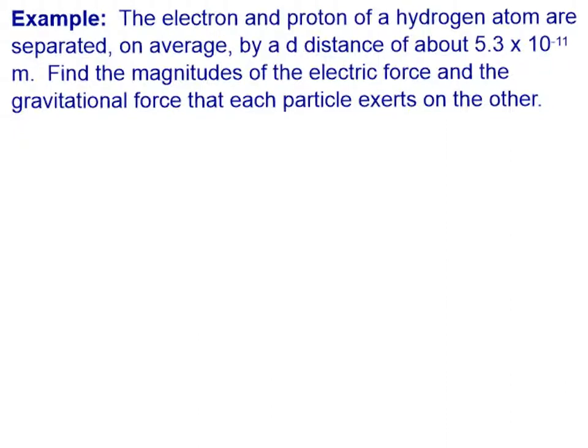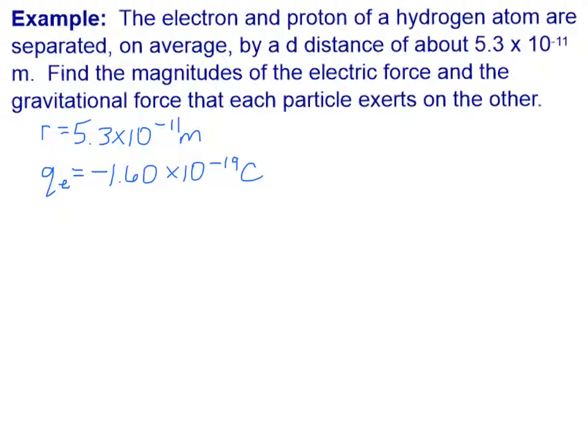Let's do an example together. Let's look at the electron and a proton in a hydrogen atom. They're separated on average by 5.3 times 10 to the negative 11th meters. We need to find the magnitudes of the electric force and the gravitational force that each particle exerts on the other. So let's look at the electric force first.